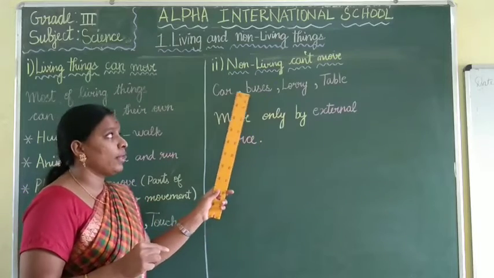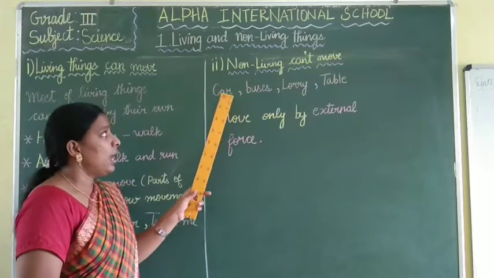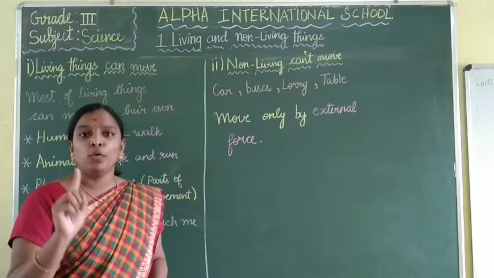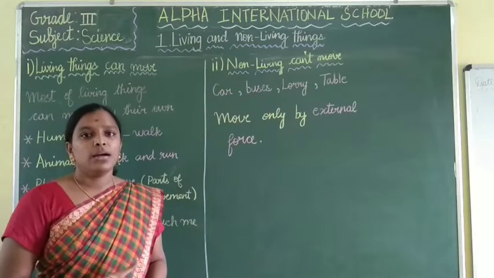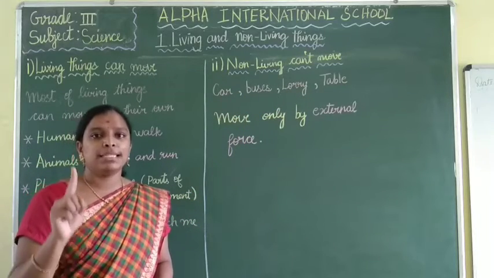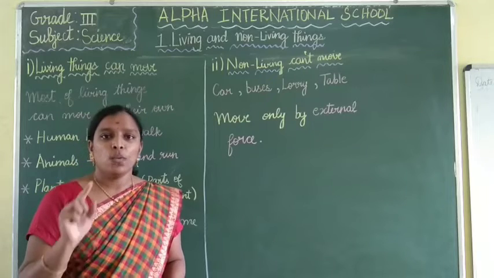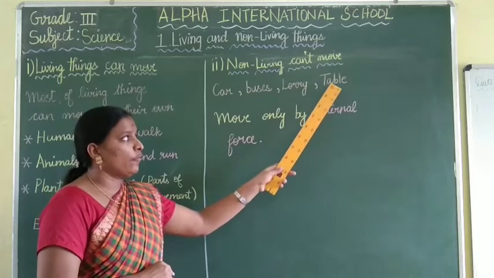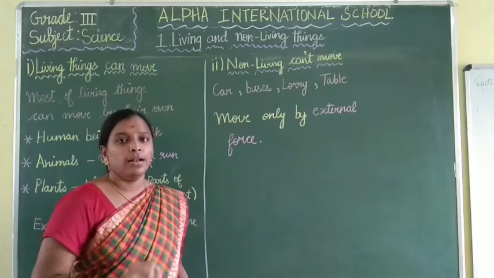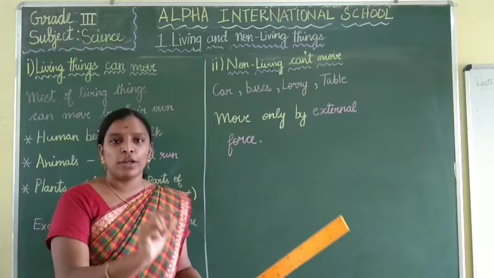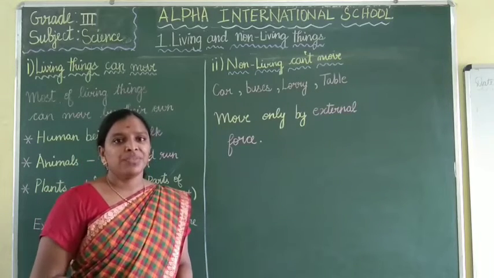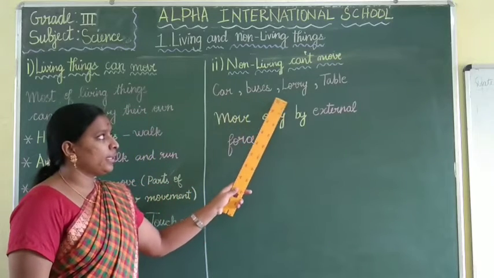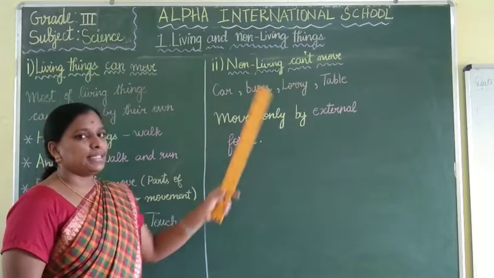It is not moving by its own. You can see, only if I start the car, bus or lorry will it move from one place to another. Until then, the car or bus or lorry or whatever vehicle will stay in that same place. The table also: only if I push the table will it move from one place to another. It is not going to move by its own. So these four things are non-living things.